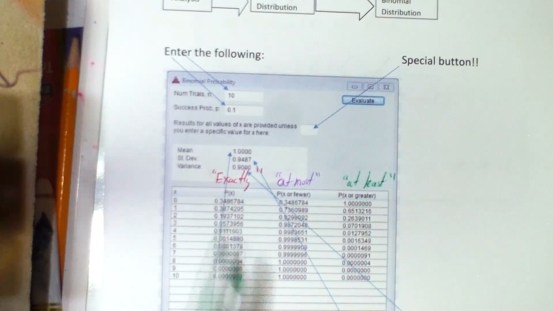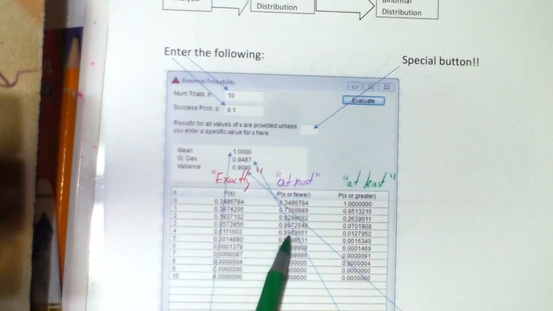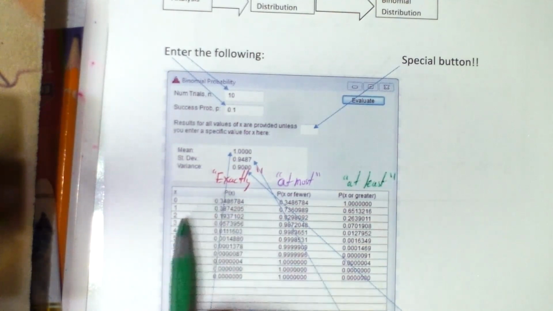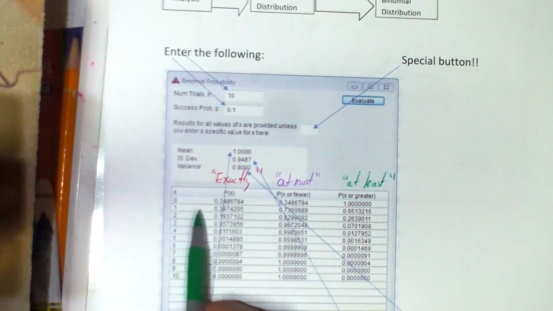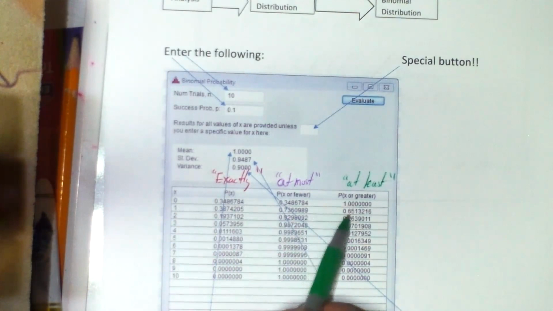Okay. If I ask you to find the probability of at most 4, you go to 4, and you go to the at most column, and there's your answer. If I round it off to the 3rd place, it would be 0.999. If I said find at least 1, you go to 1, you go to the at least column, boom, right there, and round it to 3, which would be 0.651.